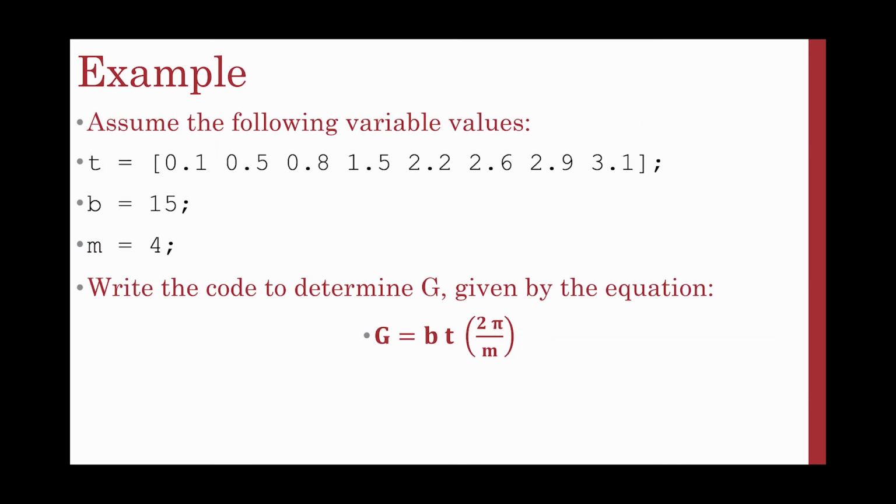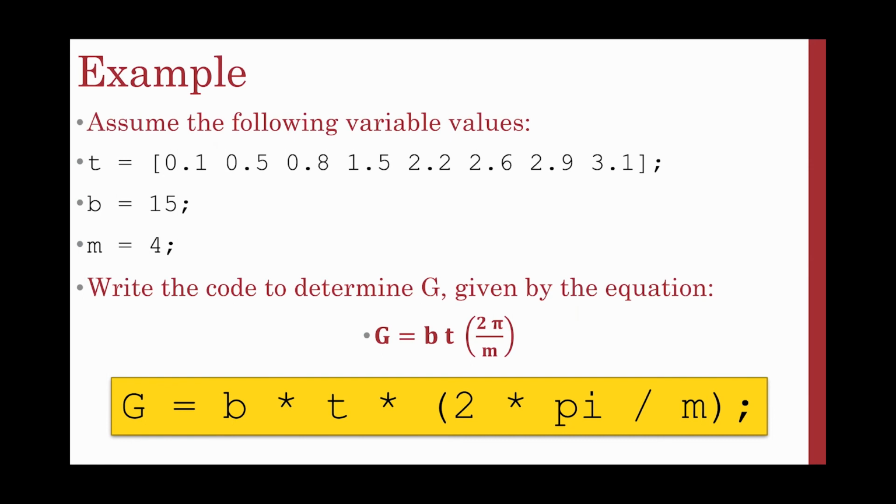But what happens if we change some variables from being scalars to vectors? So we want to determine g, given by the equation g is equal to bt times 2 pi over m. Well, in this case, b and m are scalars and t is a vector. So what are we going to write? Well, we have our scalar times our vector, so we don't need a dot, times another scalar. So again, we don't need a dot. So this is much like the previous example.